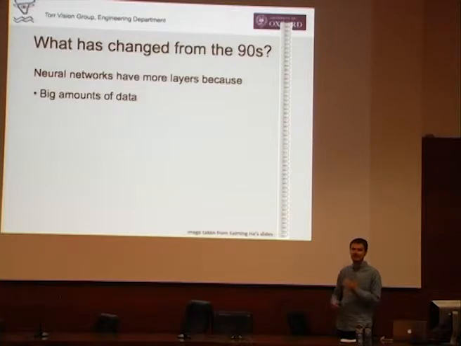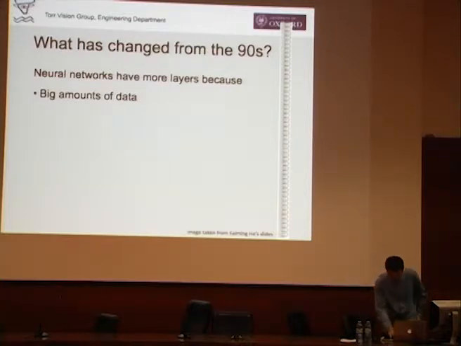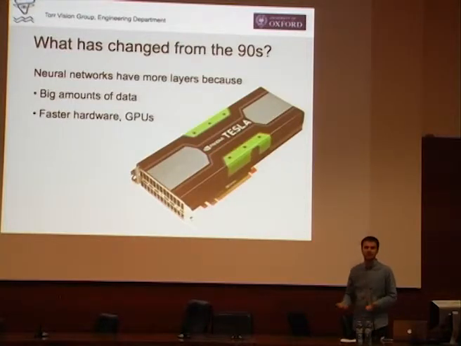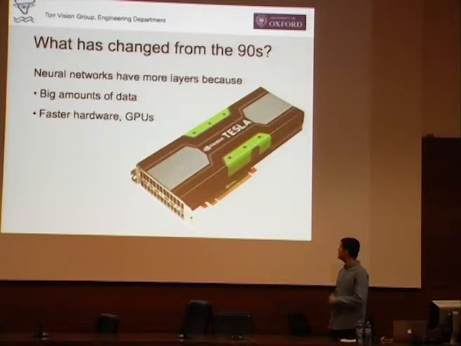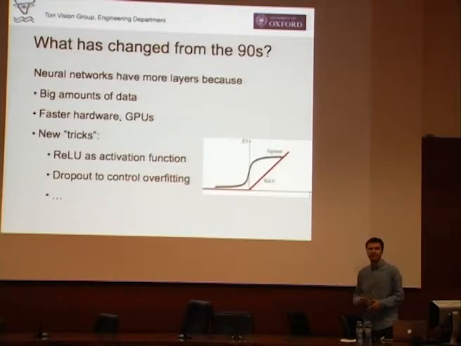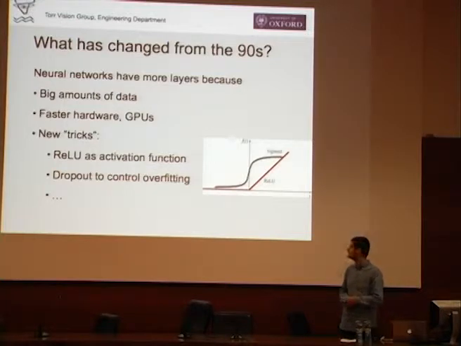Okay, that's why having the capability of building very deep networks and actually learning them is very useful. Now, another very key point is that we now have much faster hardware. We have GPUs, which are able to exploit parallel computations like convolutions and so on. And then finally, also new tricks, like methodological improvements.